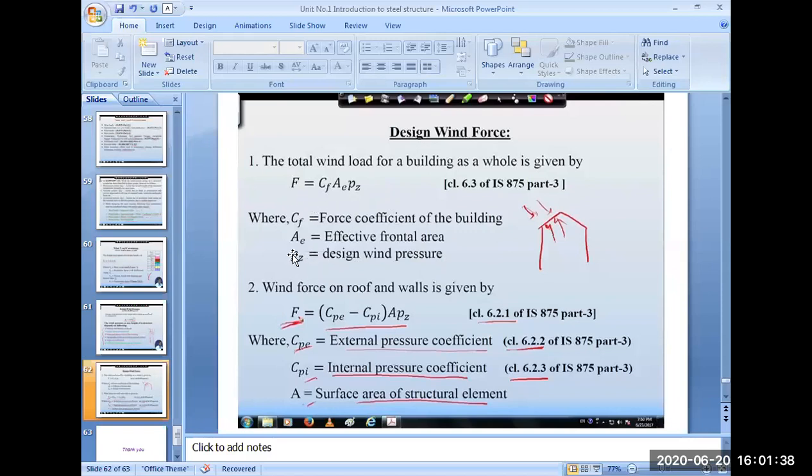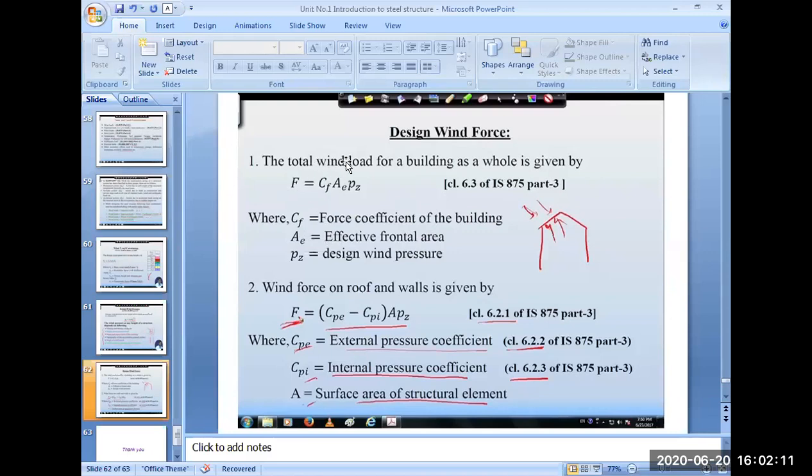So Pz we have calculated already. Ae is the frontal area that we will consider on which area wind force is acting, and Cf is the force coefficient of the building. That force coefficient of building we will get from the IS 875 page number 16, and that depends upon the height of the building, height to width ratio. So if we see the IS code 875, then you will get how to find these coefficients.